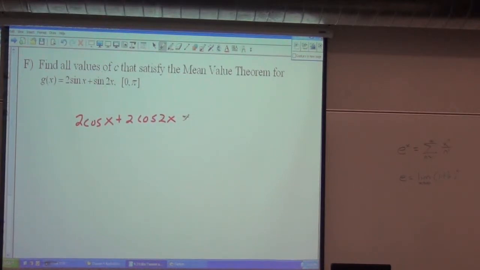And then that's going to equal the average rate of change, which should be g of pi minus g of 0. Actually, I guess I could have kept g of 0 as long as I kept the denominator the same: g of pi minus g of 0 over pi minus 0.